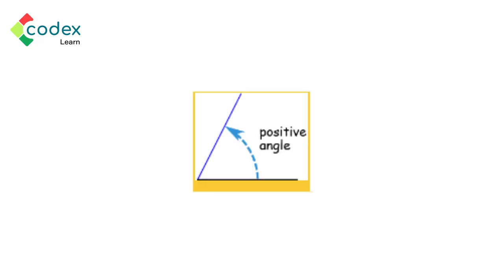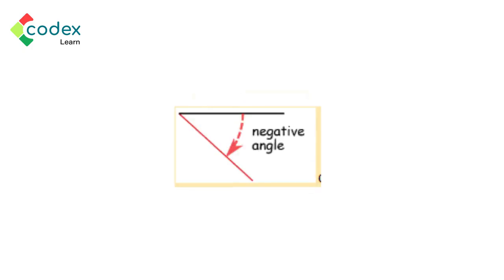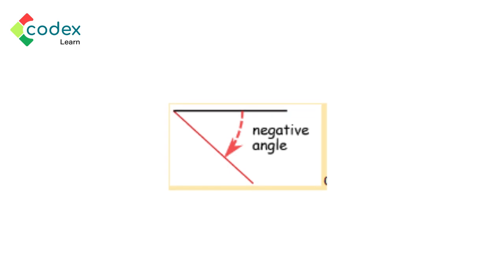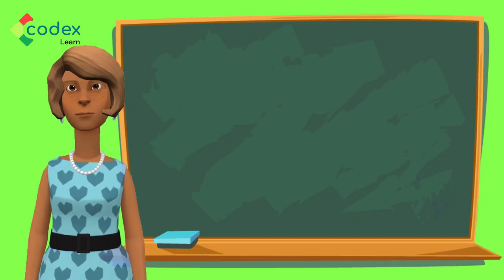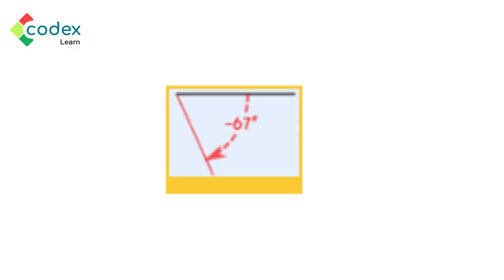Can you see where the arrow turns? Good. Now look at a negative angle. Can you see how the arrow turns clockwise? That's good. Here's one more example of a negative angle. The angle is a negative 67 degrees or minus 67 degrees.